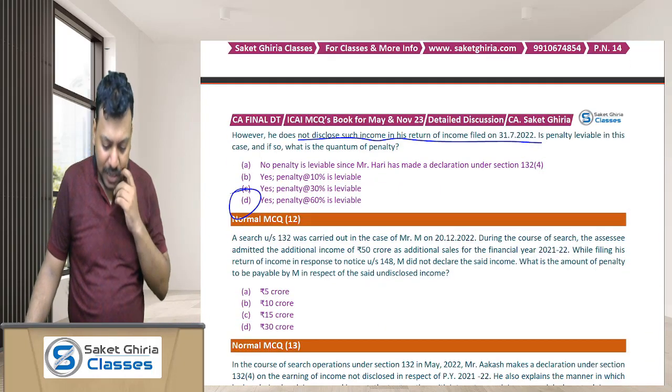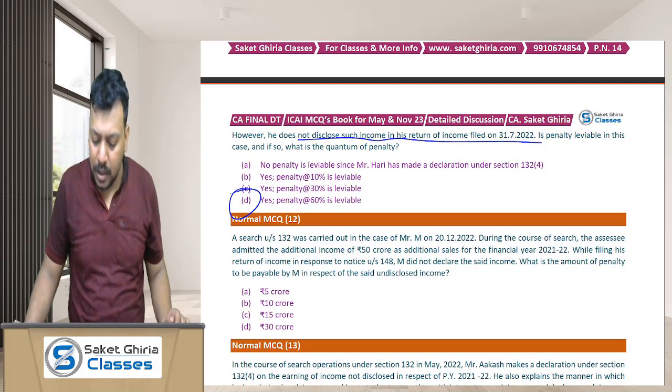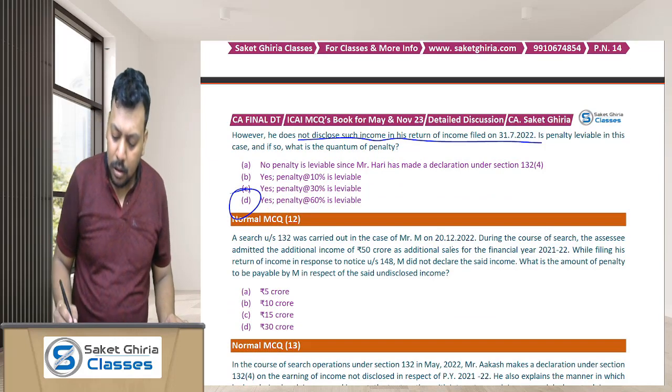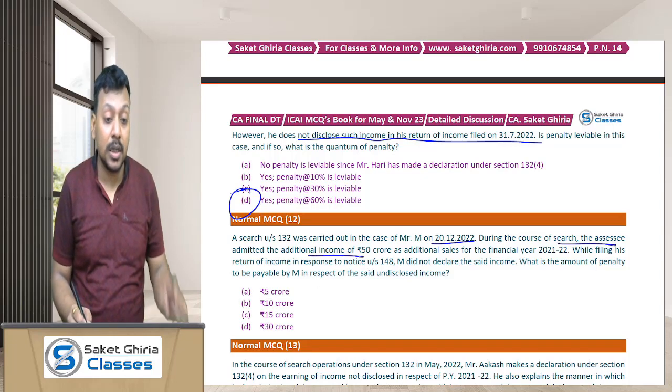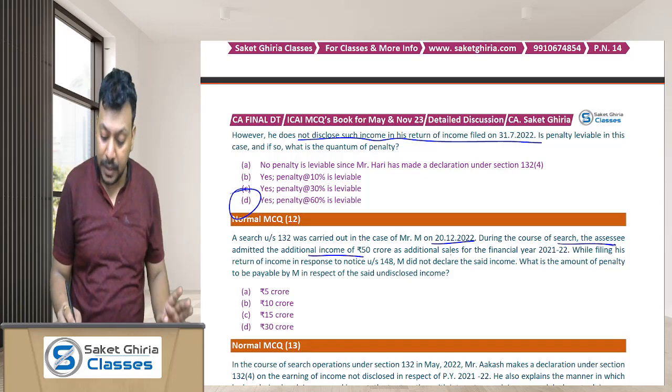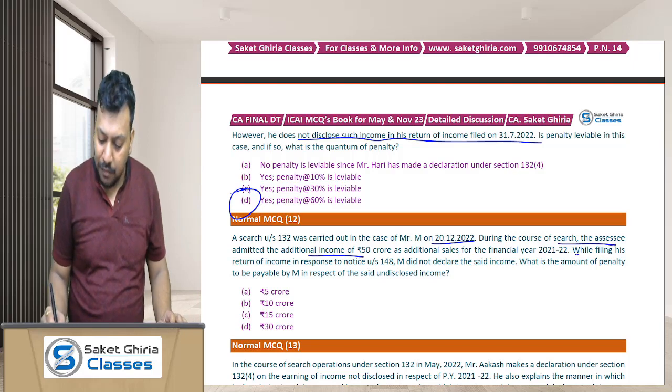Okay, moving further, a search under section 132 was carried out in case of Mr. M on 2012-2022. Okay, during the course of search, the assessee admitted the additional income of 50 crore. Means first step is completed for the financial year. While filing his return of income, M did not declare the said income.